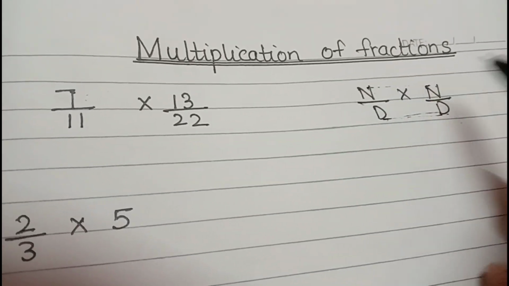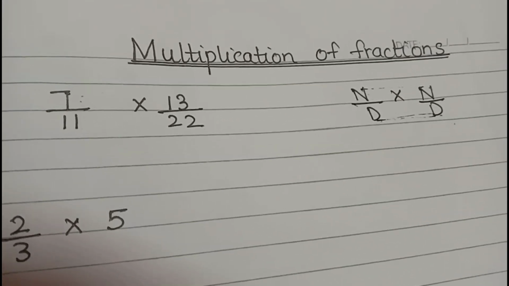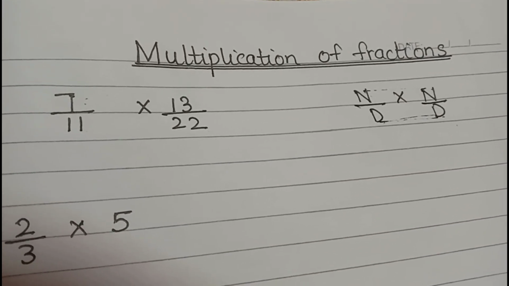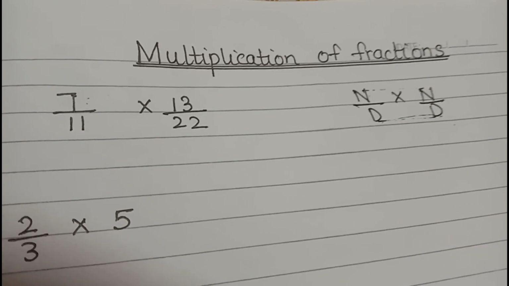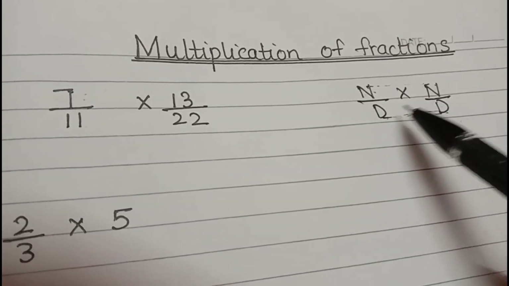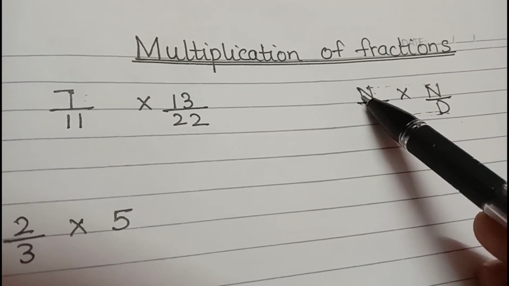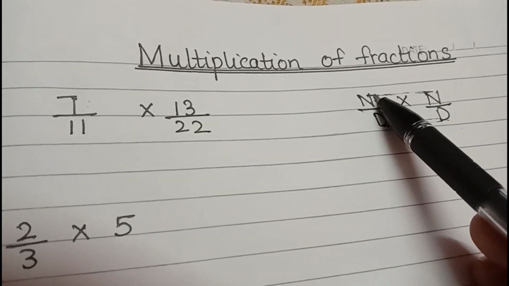You know, best friends क्या एक दूसरे को कभी cancel करते हैं? No, best friends never cancel each other. In a similar manner, numerator will never cancel numerator and denominator will never cancel denominator. Numerator can cancel any of the denominators and denominator can cancel any of the numerators. So besties कौन कौन से हैं?